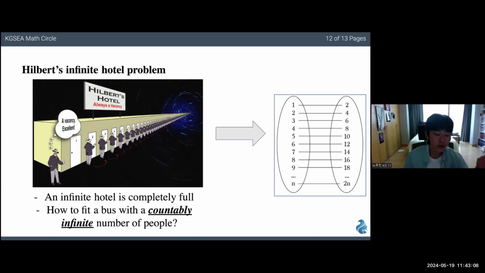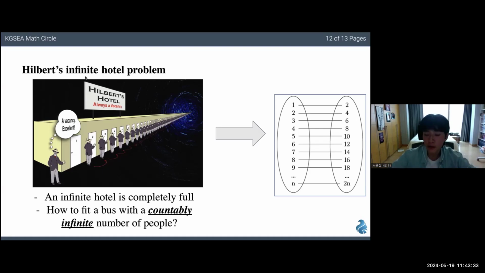You can just move each person from their room number n to room number n plus 1, and room number 1 will be free, not full. So it is the same for countably infinite sets. If, for example, we have a bus coming to the hotel with a countably infinite number of people, how do we fit all these people into the hotel?